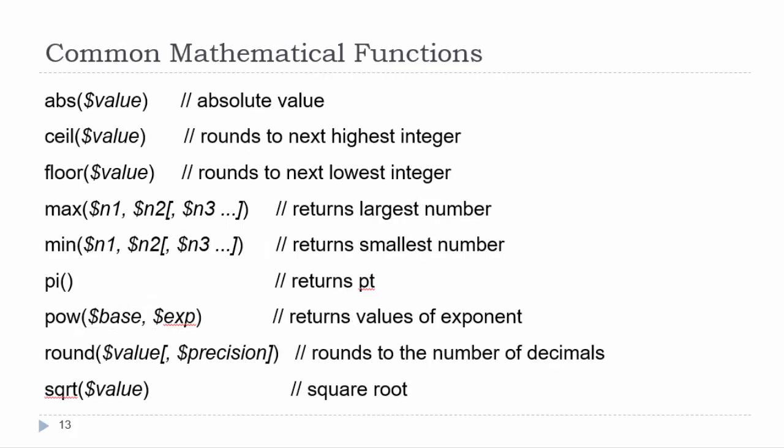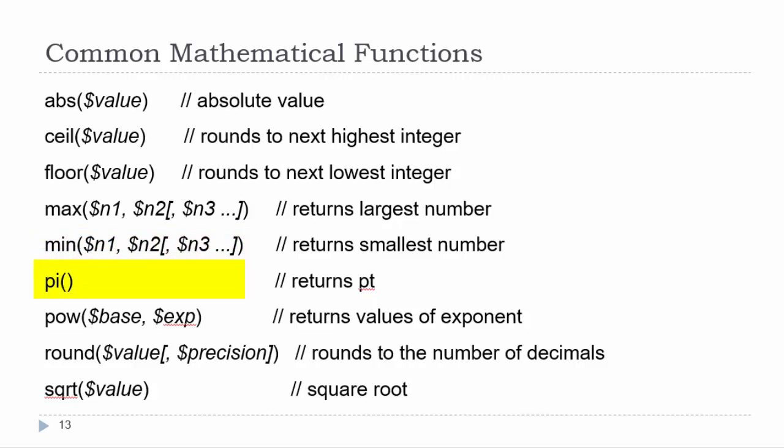Some other commonly used mathematical functions. The ABS, absolute function, will return the absolute value. For example, if we pass it a negative number, it would return the absolute value. Ceil rounds the number to the next highest integer. Floor rounds the number to the next lowest integer. Max, if you're an Excel user, this might seem familiar. The max function will return the largest number of a specified comma-delimited list. The min function will return the smallest number of a comma-delimited list.